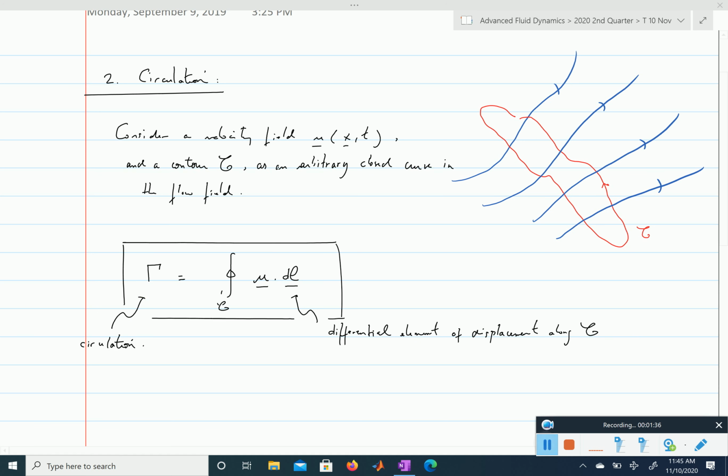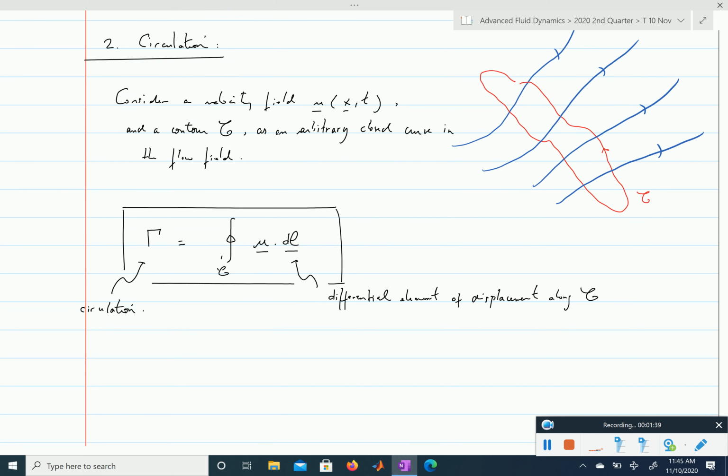So the way this would look on this schematic is, if you're thinking about this contour, at a given point along this contour you have a tangent vector t, and you can take a little piece dl along this direction. So this vector dl is equal to a small displacement dl along the vector t. So this is our differential element of displacement along t.